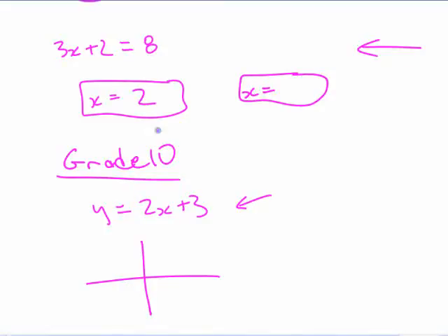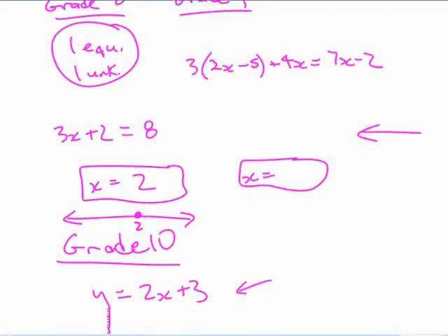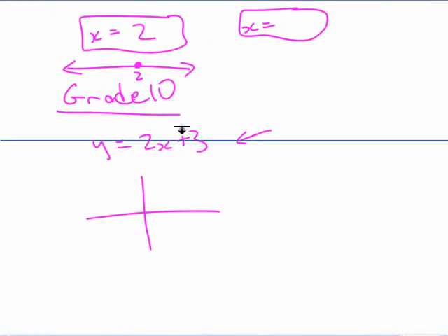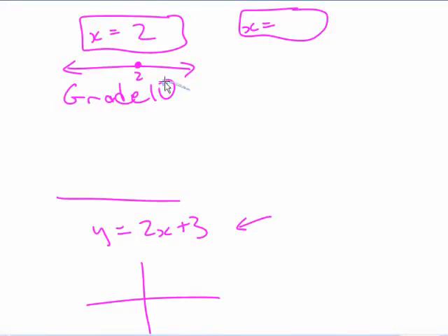If the solution to this is 2, and you really had to graph that, here's a number line. You only need a one-dimensional thing because there's only one variable. And there's the solution, 2. It's a dot. It's a one-dimensional graph because you only have one variable. As soon as you were in grade 10, you needed to draw two-dimensional graphs because you had two variables.